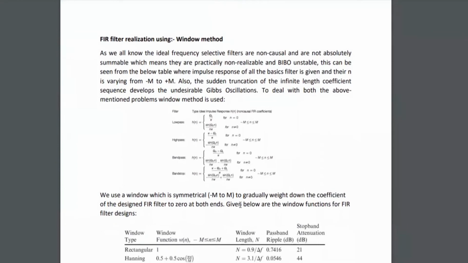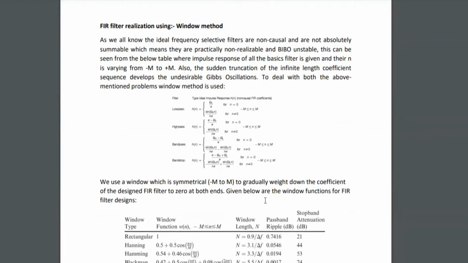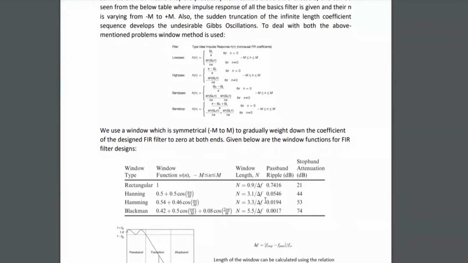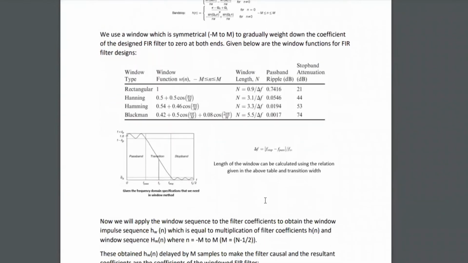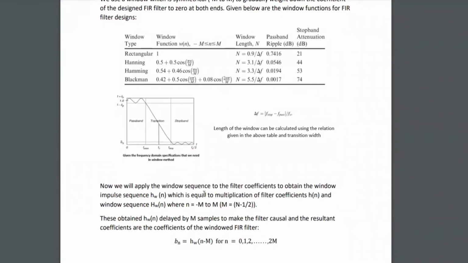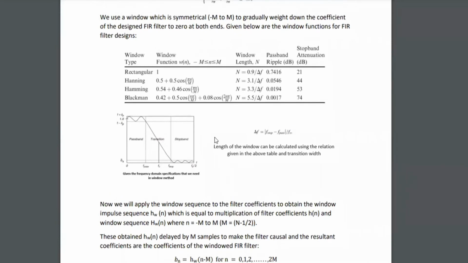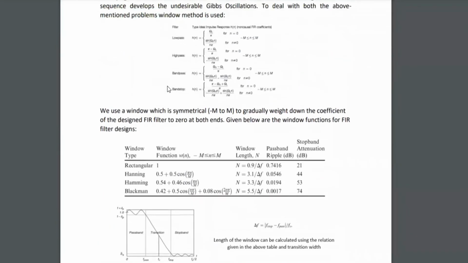We use a window which is symmetrical, that is defined from -M to M, to gradually weight down the coefficients of the designed FIR filter to 0 at both ends. Given below are the window functions for FIR filter design. Now we will apply the window sequence to the filter coefficients to obtain the windowed impulse response h_w(n), which is equal to the multiplication of the filter coefficient h(n) and the window sequence H_w(n), where -M to M equals (N minus 1) by 2. H_w(n) we can find from here and h(n) we can find from here.